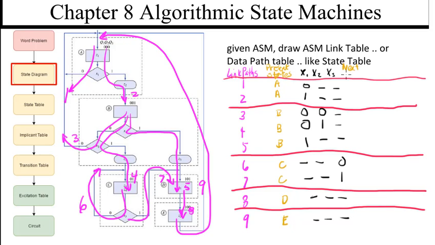Next states. So in link path 1, we go from state A and then we go back to state A. For link path 2, we go down here to state B. For link path 3, we leave B and we go back up here to A. D always goes to E, and E always goes back to A. Okay, so we finish this up with our outputs.